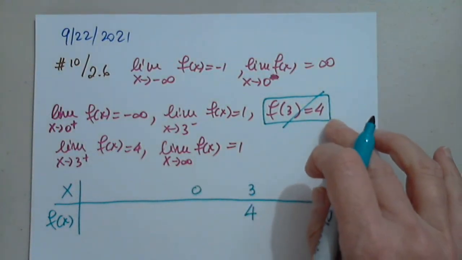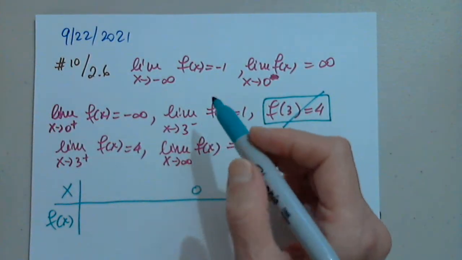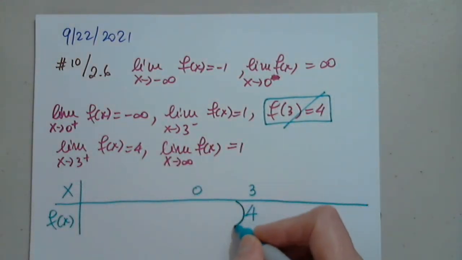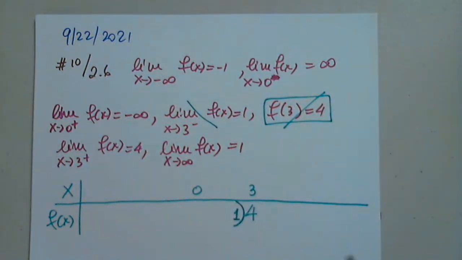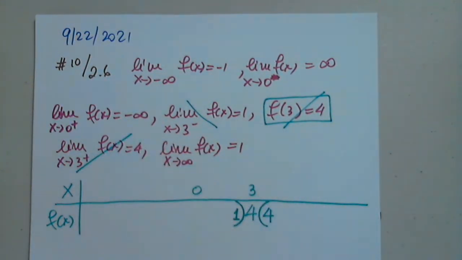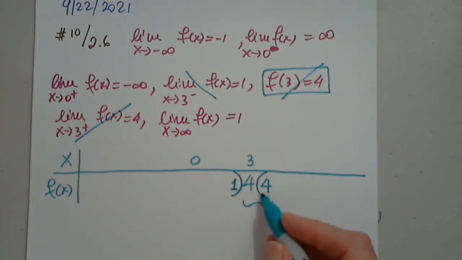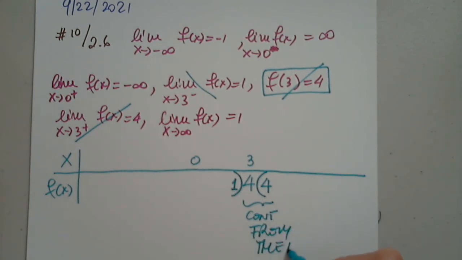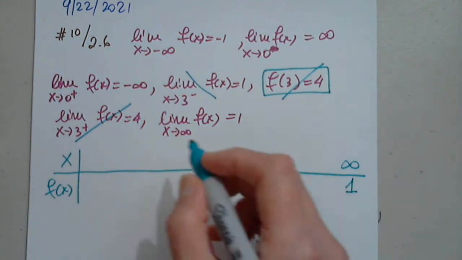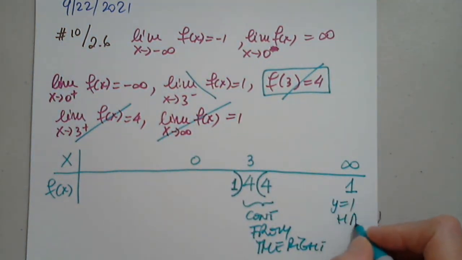So this is done. I'll continue with 3 because it says the limit as x approaches 3 from the left is 1. Inside the parenthesis, this is 1. On the right-hand side, with values of x greater than 3, this side is 4, which obviously says to me that this is continuous from the right of 3. That's very clear. Then it says limit as x approaches infinity of f of x is 1, which means y equals 1 is a horizontal asymptote.